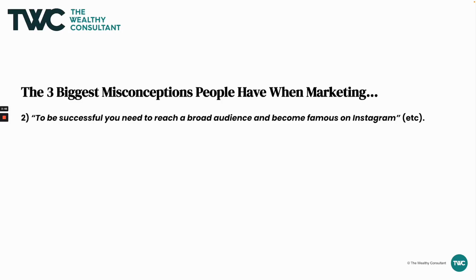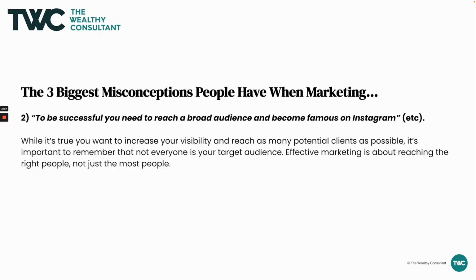The second biggest misconception, to be successful, you need to reach a broad audience and become famous on Instagram or whatever platform, right? To be successful, you need to reach a broad audience and become famous. Not so. While it's true that you want to increase your visibility and reach as many potential clients as possible, it's important to remember that not everyone is your target audience. Effective marketing is about reaching the right people, not just the most people. Okay, so again, it's not just about being famous.